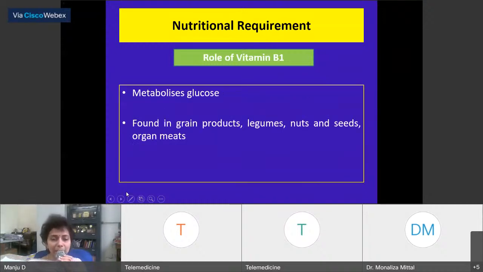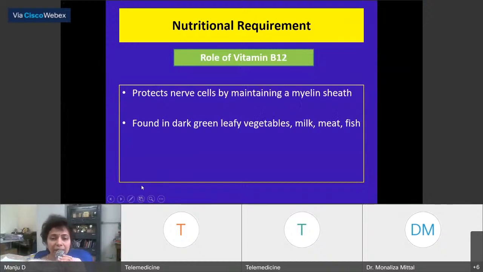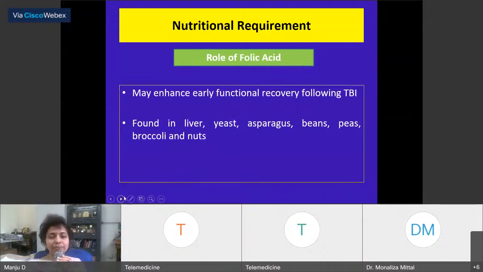Role of vitamin B1, metabolism. It's a cofactor for the metabolism of glucose. It is found in grain products, legumes, nuts, seeds, and organ meats. And B12 protects nerve cells by maintaining the myelin sheath. It's found in dark green leafy vegetables, milk, meat, fish, etc.